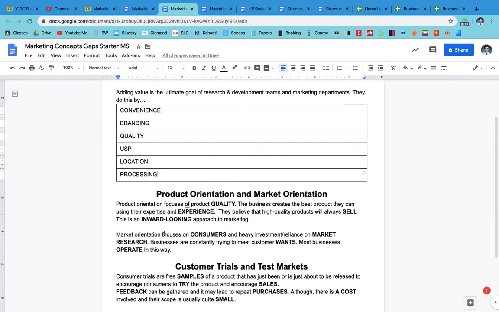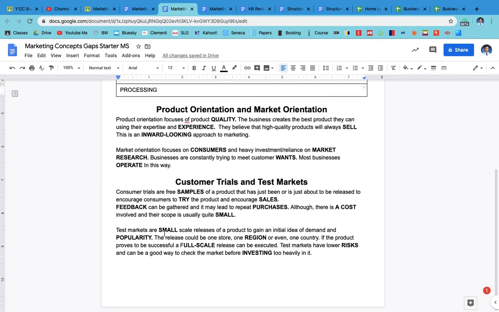Okay, so let's move on then. Product orientation and market orientation, as I said in the introduction, very frequently asked on the old course. We don't have many new course papers, so we can make an assumption that it might pop up again. So product orientation focuses on product quality. The business creates the best product they can using their expertise and experience. They believe that high quality products will always sell.